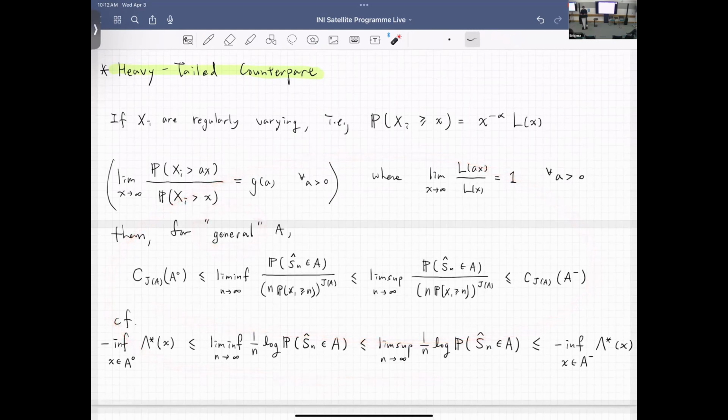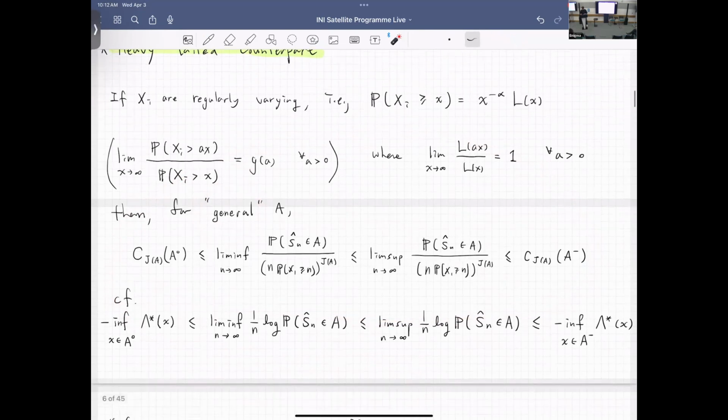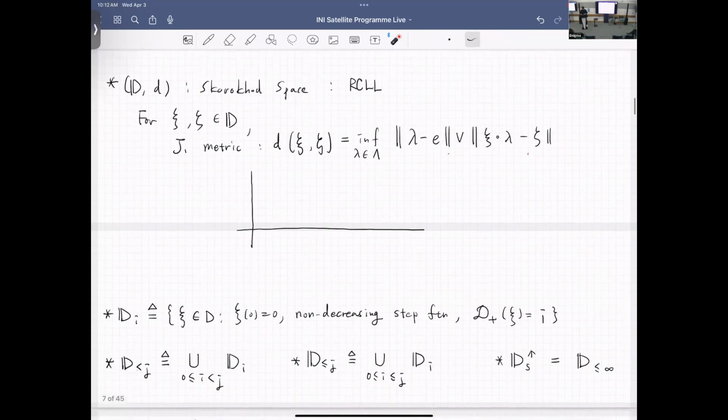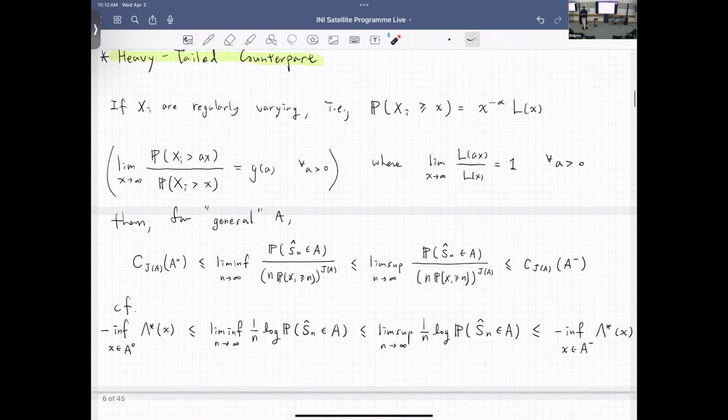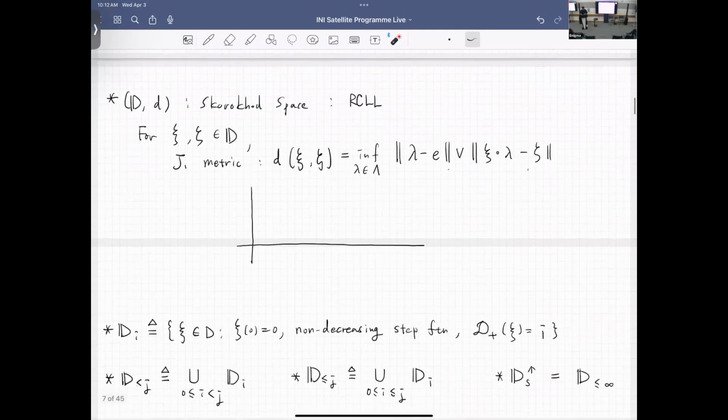All right. So this is how the heavy tail theorem looks. But what do I mean by general? Let me make it very precise. By the way, again, this is topological, so I need to specify which topology I'm talking about. We are going to consider the path space, especially the RCLL space or cadlag space, so right continuous with left limit.